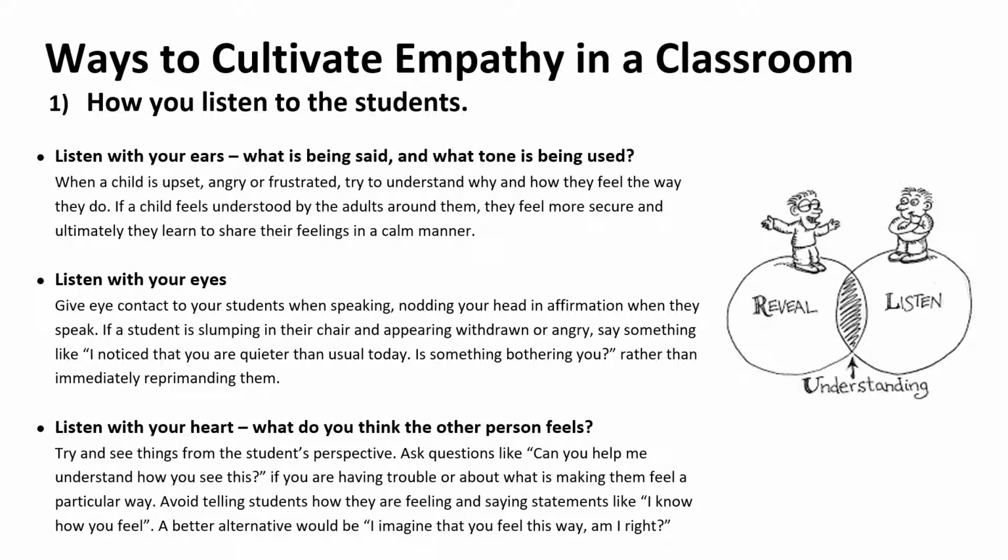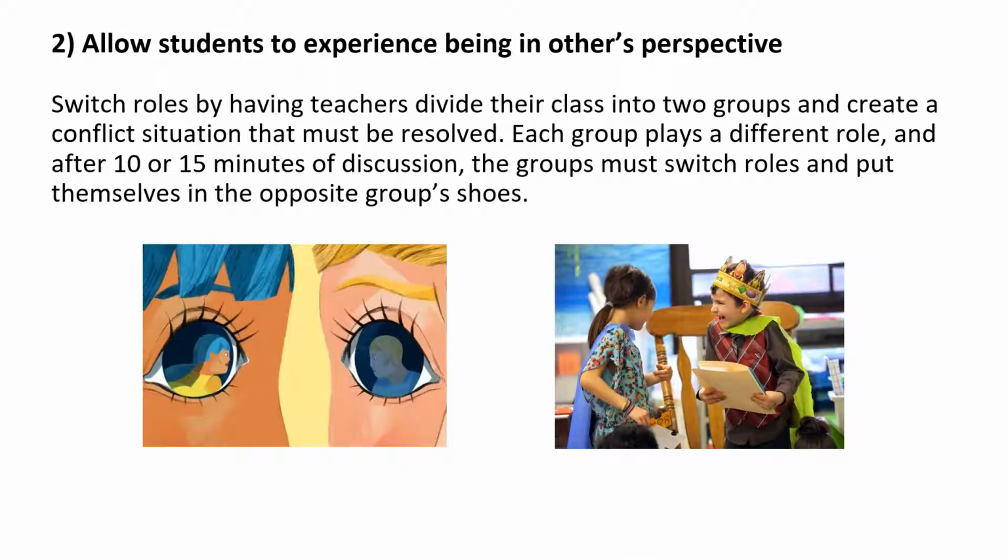If you're having trouble seeing things from the student's perspective, ask them, "Can you help me understand how you see this?" Avoid telling them how they are feeling and saying things like, "I know how you feel." A better alternative would be, "I imagine that you feel this way, am I right?" as it shows them that you are actually trying to understand them.